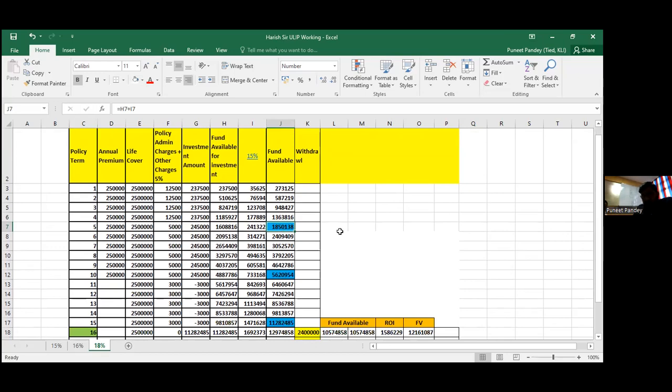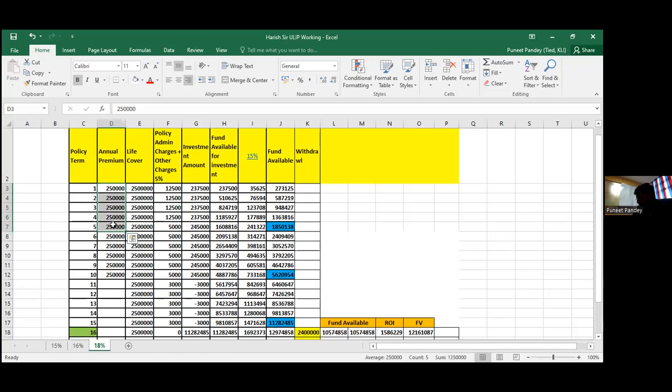At 18% we are getting close to around 18 lakh rupees, and at 15% we are getting 18.5 lakh rupees, for an investment of 10 lakhs. This is the 5th year returns. The premium is 2.5 lakh rupees.